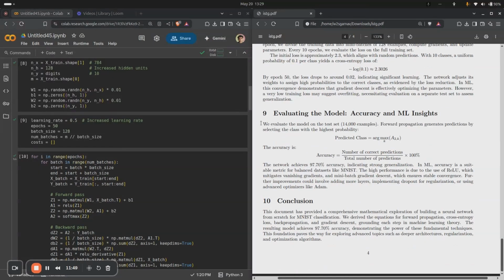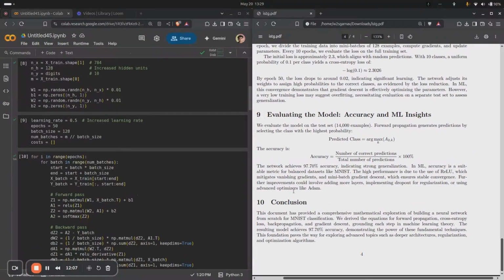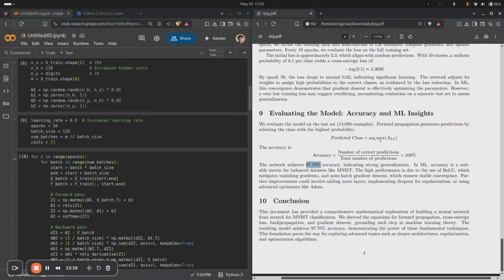Evaluating the model. We evaluate the model on the test set, which is of 14,000 examples, where forward propagation generates the prediction by selecting the class with the highest probability. The predicted class is this, as shown, and the accuracy, as we all know, is the number of correct predictions over the total number of predictions times 100%. The network achieves an accuracy of around 97.7%, indicating strong generalization. In machine learning, accuracy is a suitable metric for balanced datasets like MNIST.